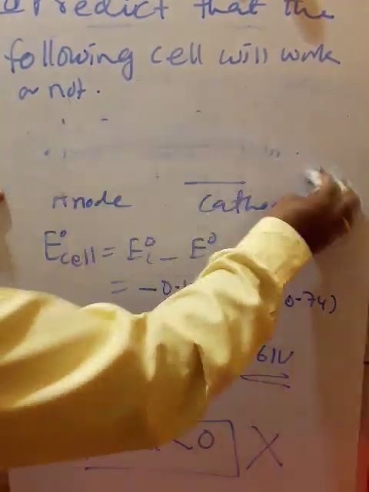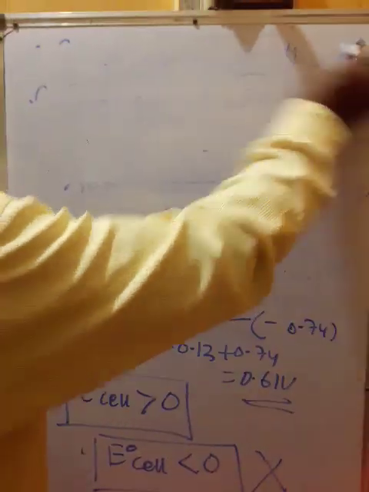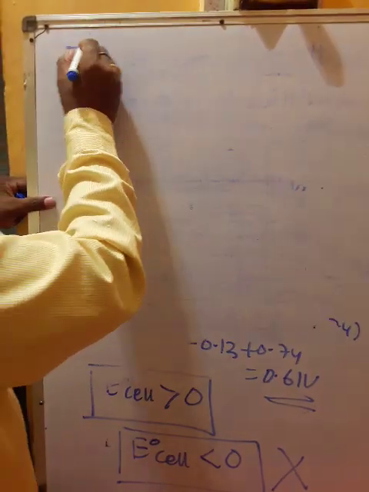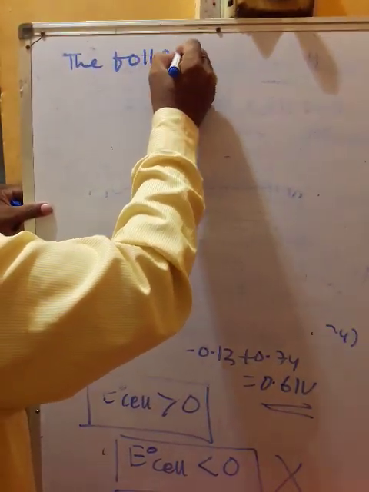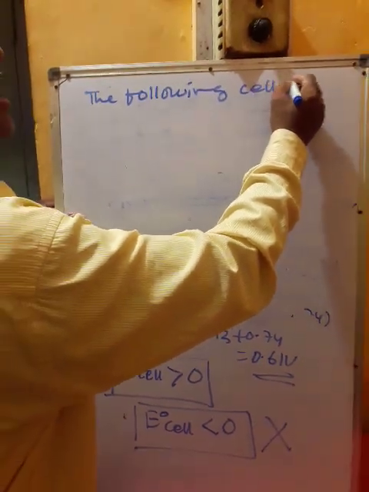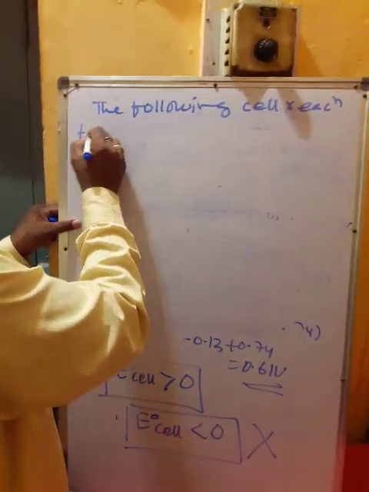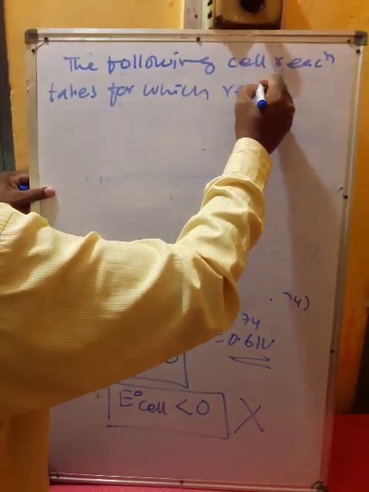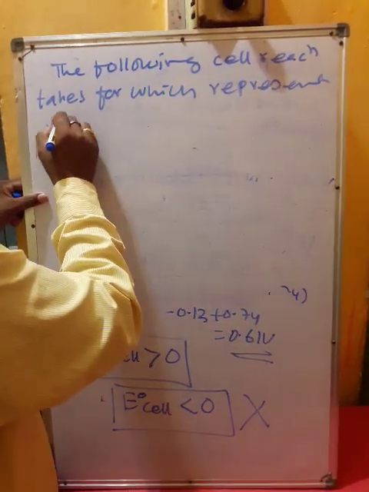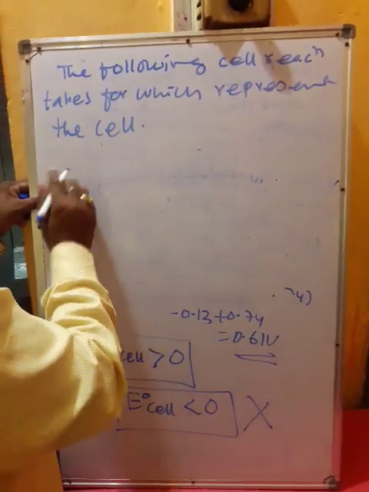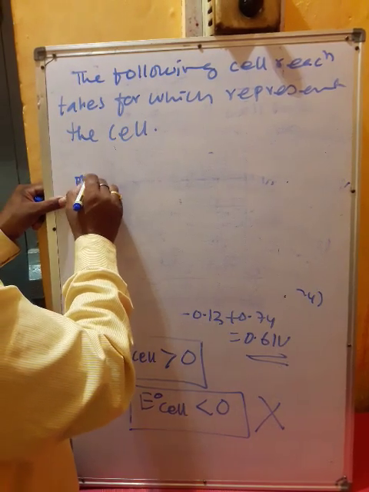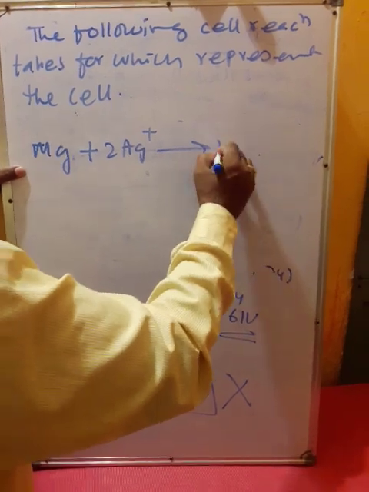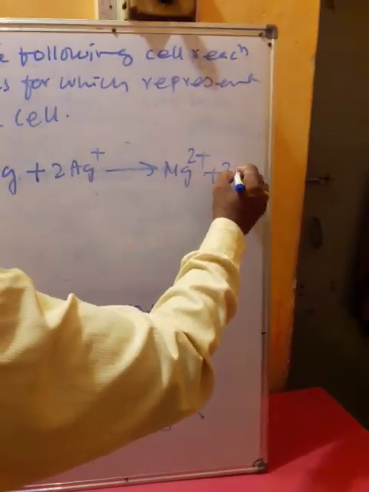Next we'll discuss how we can represent an electrochemical cell if a cell reaction is given. Let us take that the following cell reaction takes place, for which we have to represent the cell. The reaction is Mg + 2Ag+ gives Mg2+ + 2Ag.